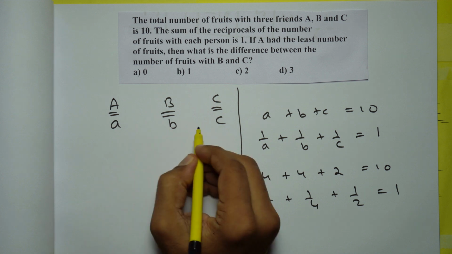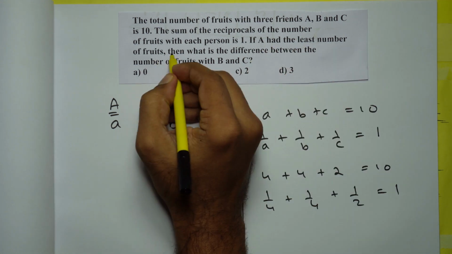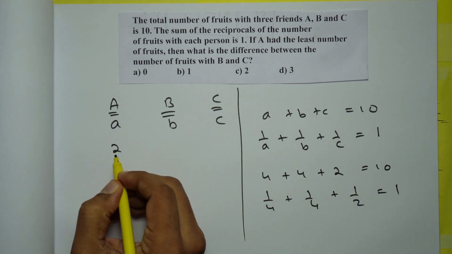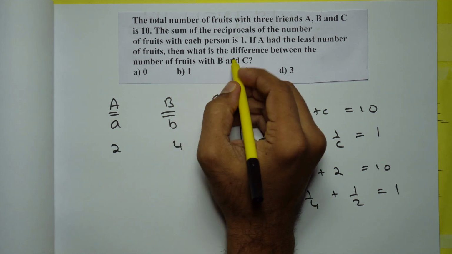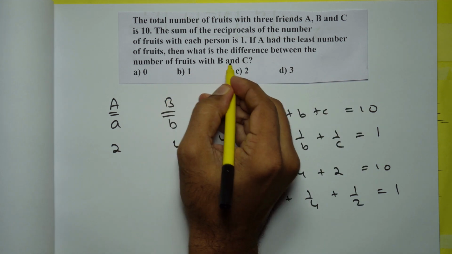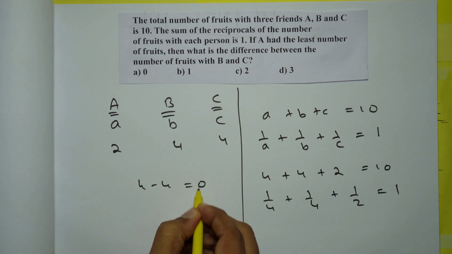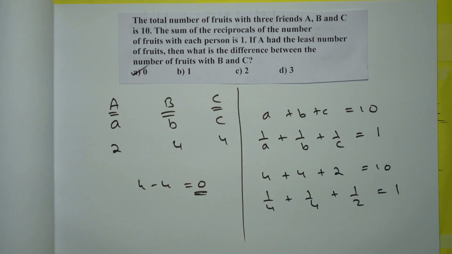So the fruits that they had are 4, 4 and 2. If A had the least number of fruits, A should have 2 and the other two values will be 4 and 4. What is the difference between the number of fruits with B and C? That is 4 minus 4, that is equal to 0. So their difference is 0. Option A, 0.